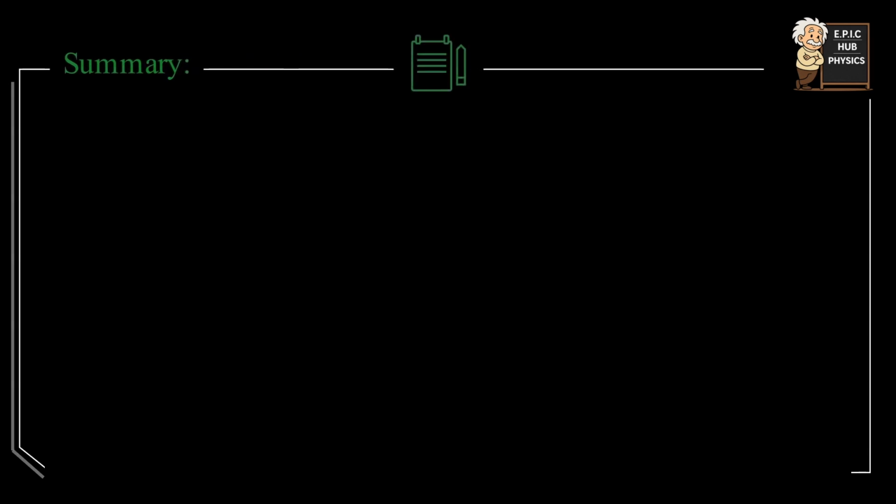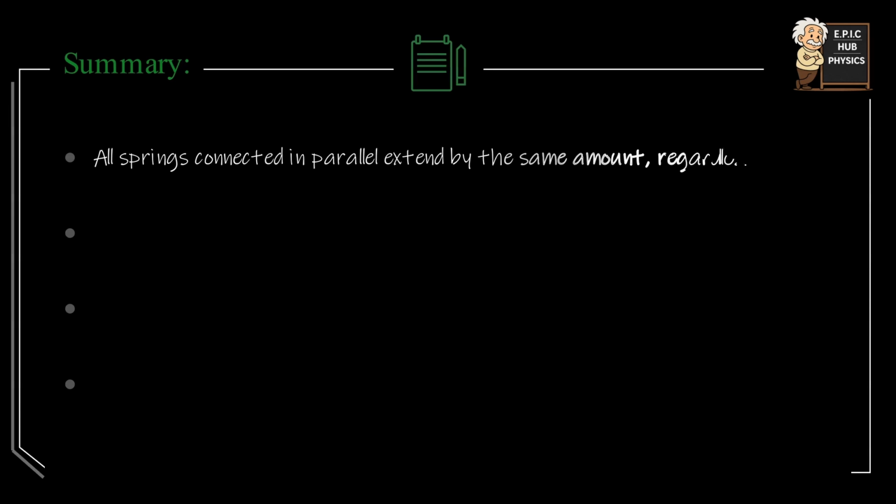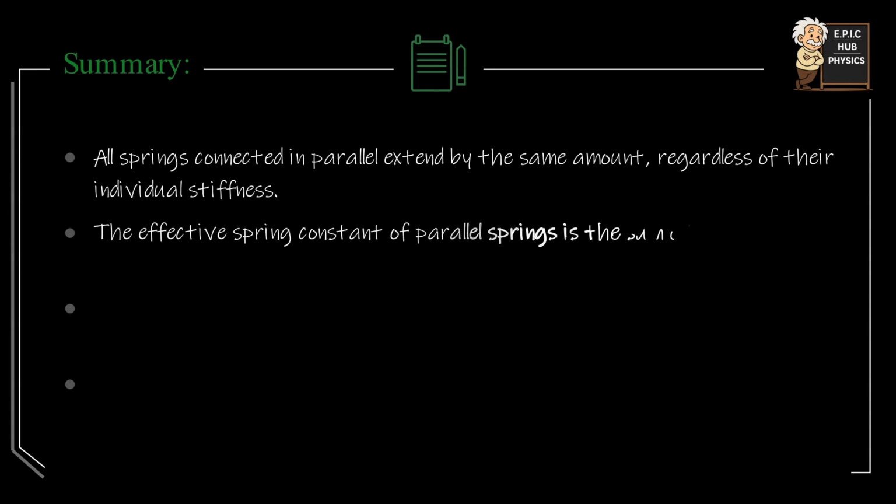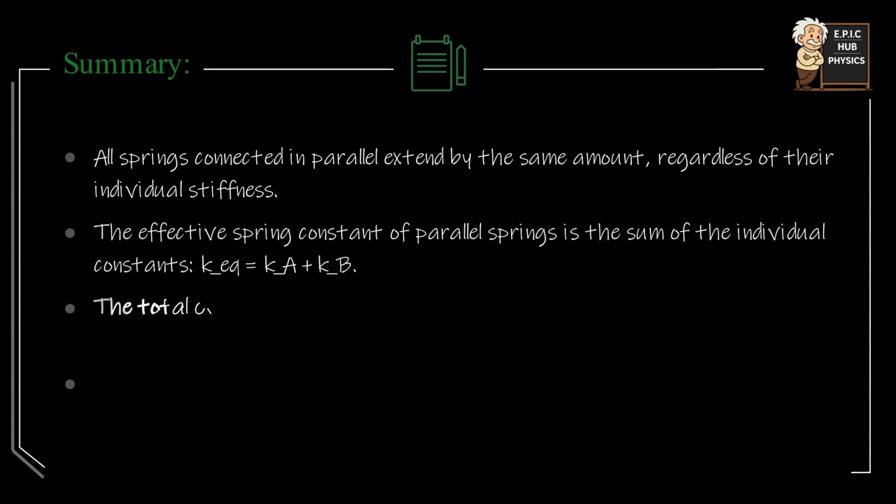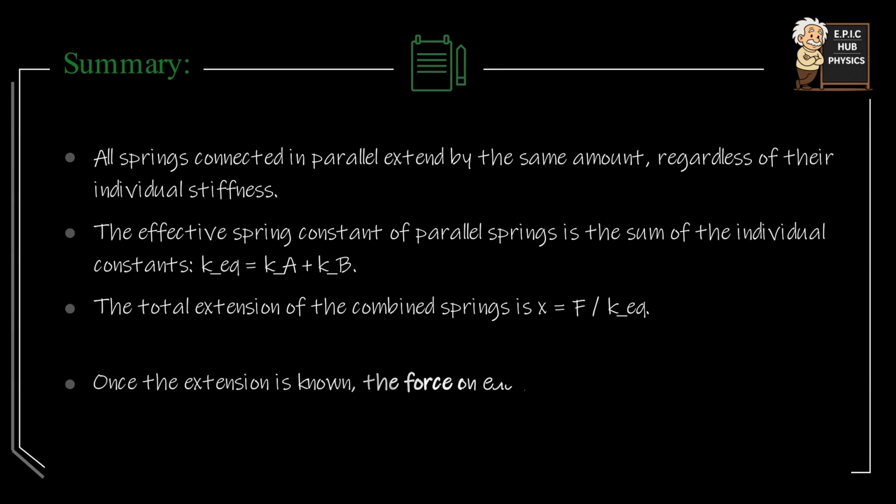We will quickly summarize now. All springs connected in parallel extend by the same amount, regardless of their individual stiffness. The effective spring constant of parallel springs is the sum of the individual constants. The extension of the combined system is found using X equals F divided by K equivalent. Once the extension is known, the force on each spring can be calculated using Hooke's law, F equals K multiplied by X.